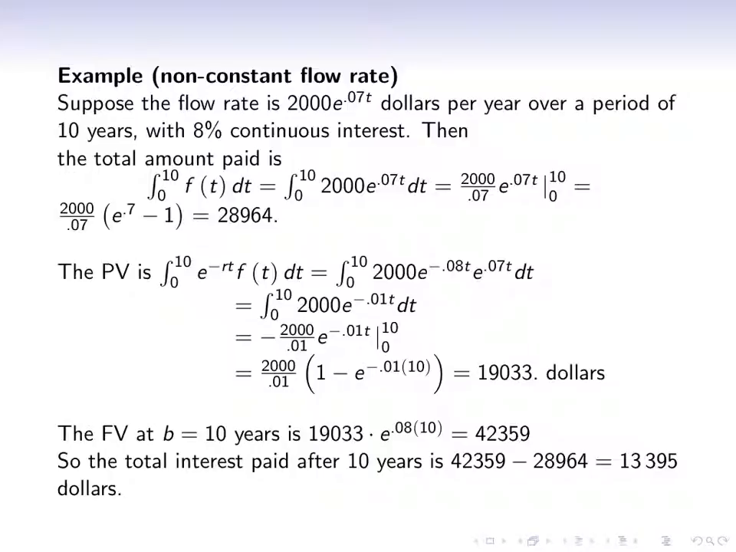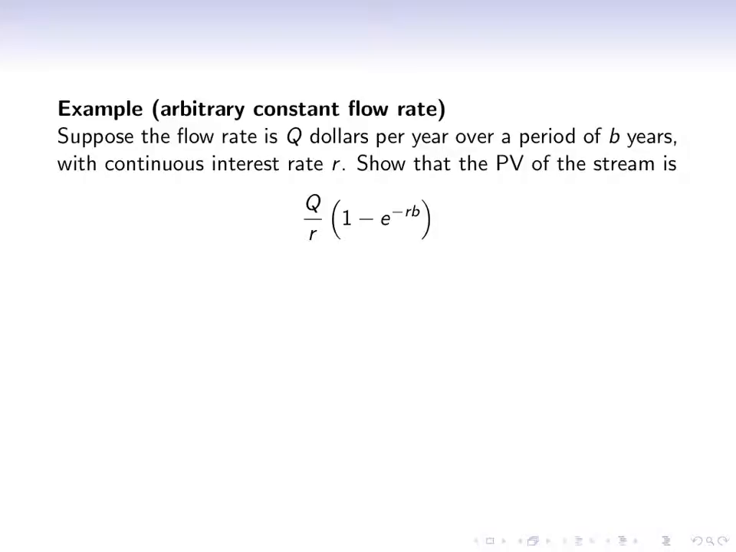Okay, and now the total interest paid is the future value, just computed, minus the total amount paid, and that is a little more than $13,000. Of course, you might want to rewind this or pause it and make sure you see all the steps and all the details. As a final general example, suppose you have a constant flow rate Q.